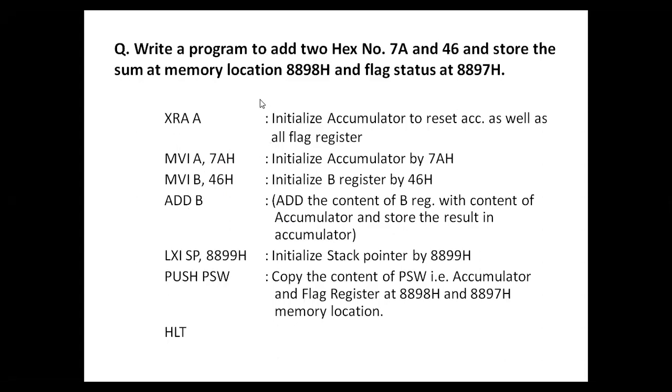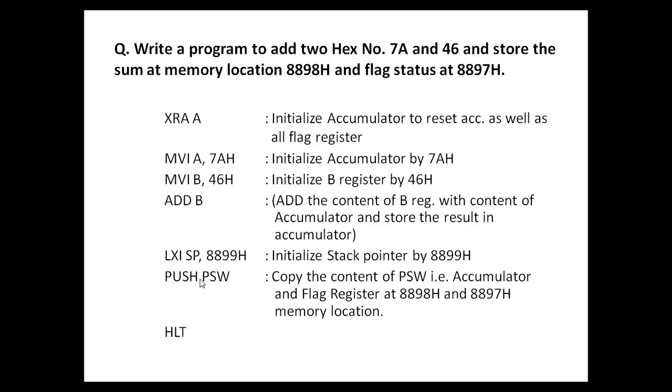So we have to store the accumulator, which has the sum, and the content of the flag register at different memory locations. The sum is to be stored at 8898 and the flag register content has to be stored at 8897. So we have initialized the stack pointer with 8899. By initializing this, we are using PUSH PSW. By using PUSH PSW, we want to copy the content of the accumulator as well as the flag register into the top of the two locations.